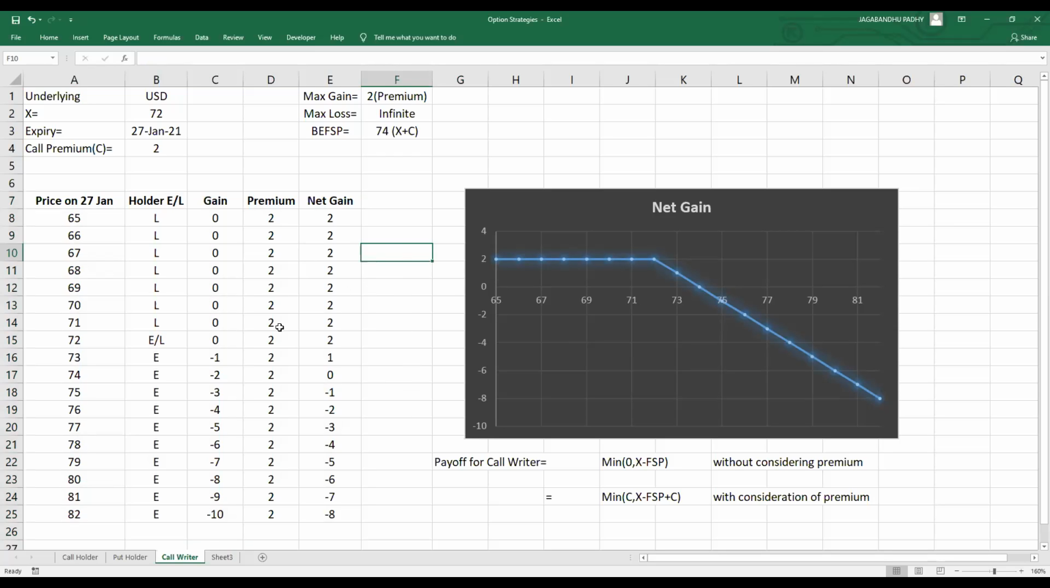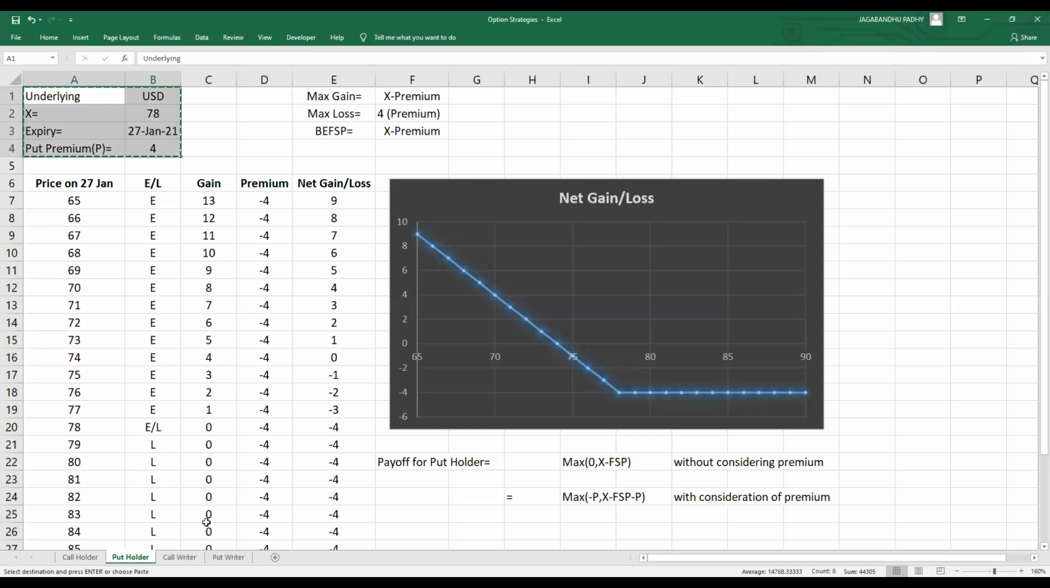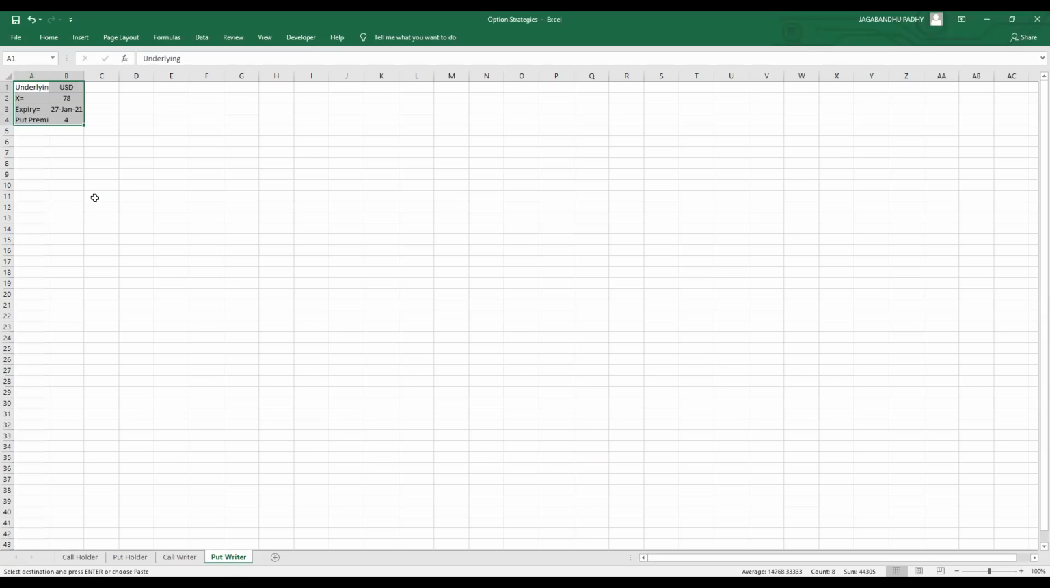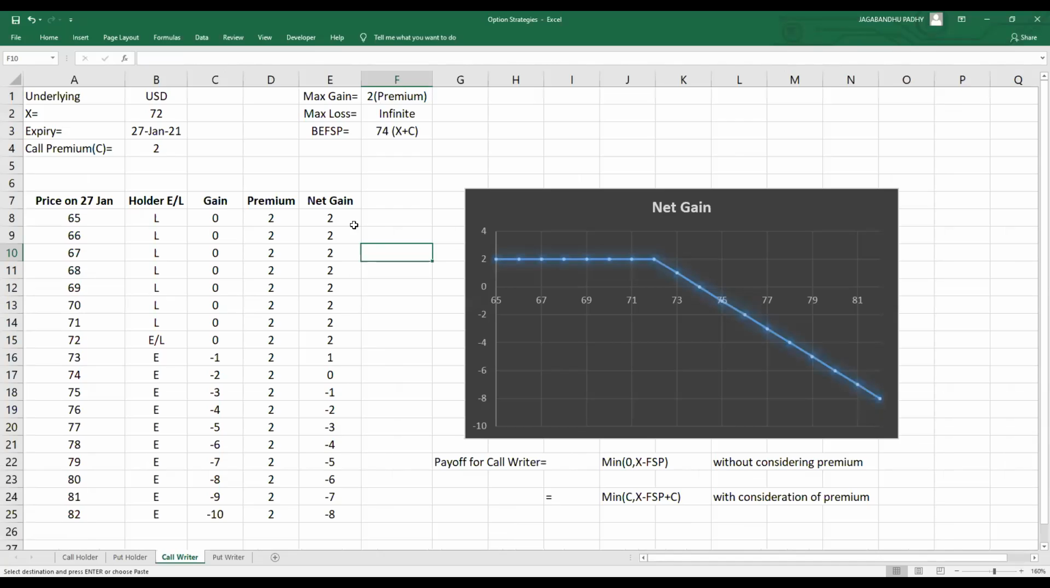So complete this part, the call writer, and in a similar way, now the task is upon you to do it for the put writer. For the put writer, again take the same data that was for the put holder, and there also calculate the same maximum gain, maximum loss, break even, FSP and payoff. So maybe 10-15 minutes more, complete that. 10 minutes would be sufficient, I think.